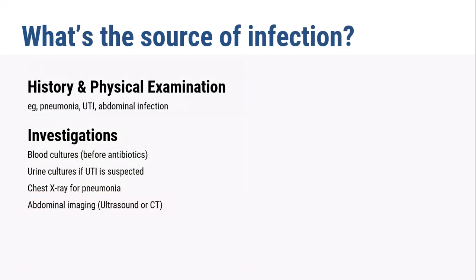Identifying the source of infection is key to providing targeted therapy. This starts with a thorough history and physical examination. For example, pneumonia, urinary tract infections, and intra-abdominal infections are common sources in sepsis patients. Blood cultures should always be taken before administering antibiotics, and specific investigations like urine cultures or chest x-rays can help confirm a diagnosis. Imaging studies such as an ultrasound or CT scan might be required to find hidden sources of infection like abscesses. Removing or draining the source is essential for controlling the infection.